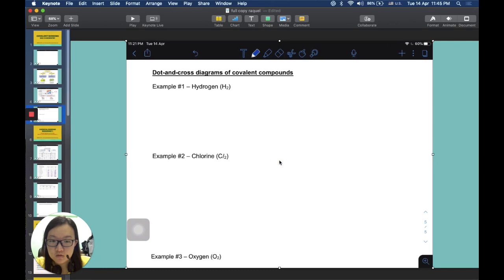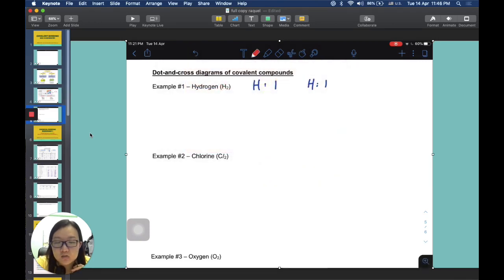If you were to refer to your notes, I have a couple examples for you, similar to that of ionic bonding. So now we will basically just focus on drawing these diagrams. If we look at the first example, hydrogen, looking at the atom itself, hydrogen electronic configuration is 1.